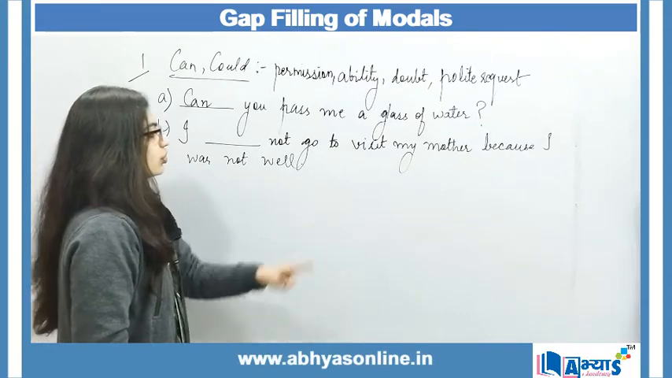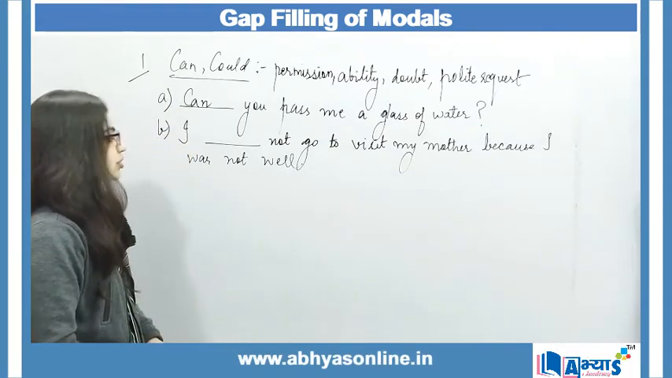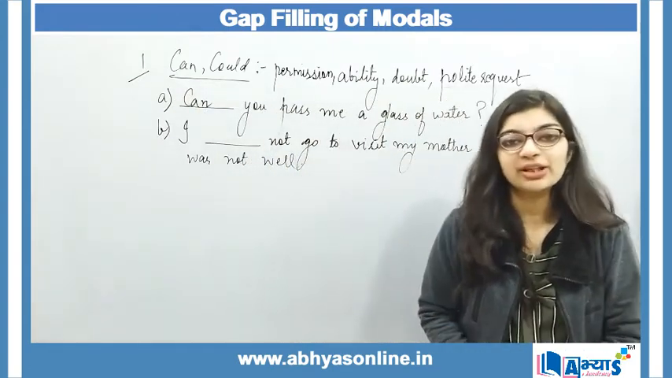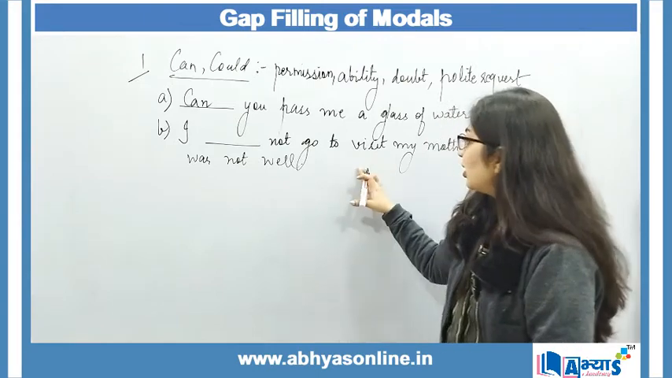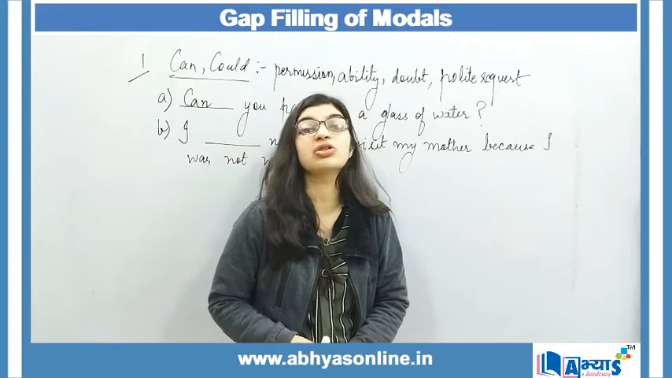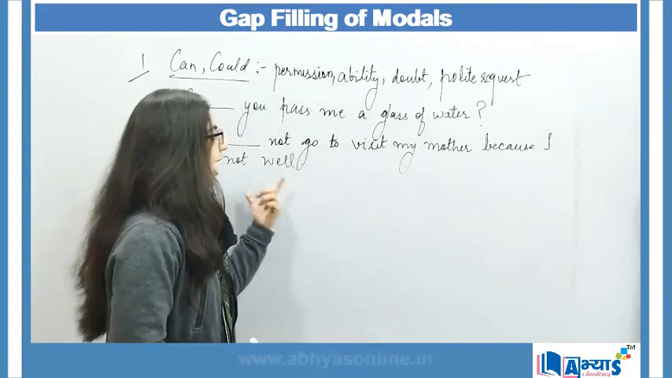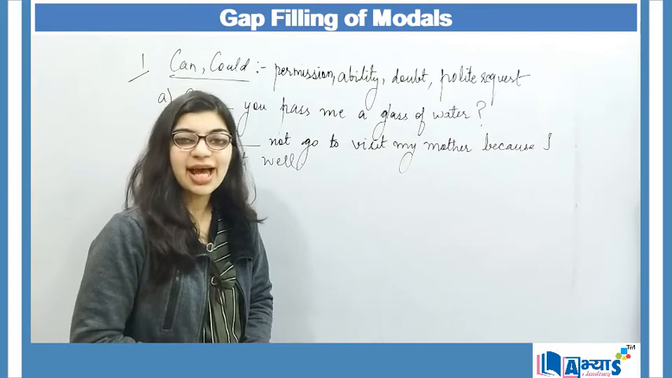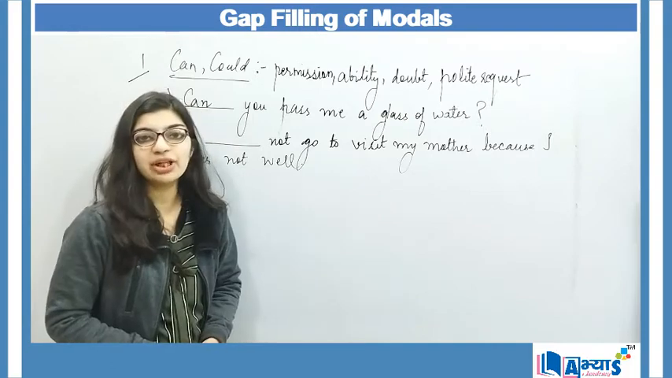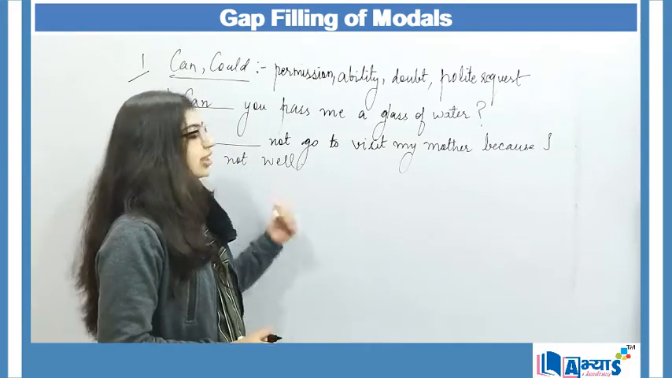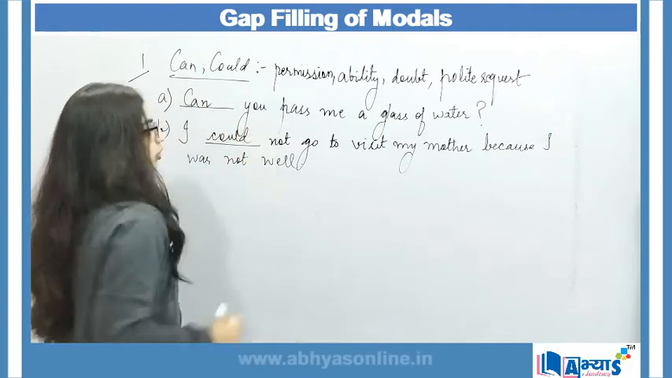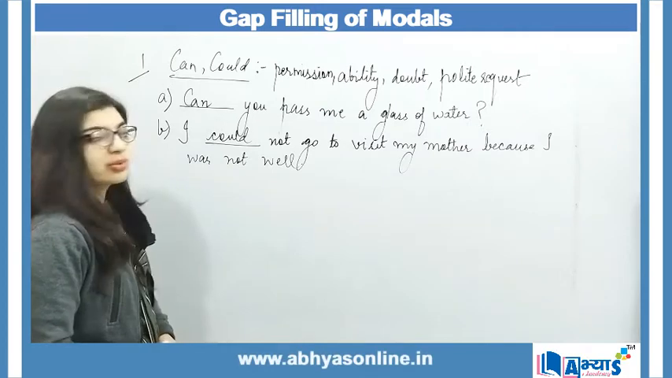I dash not go to visit my mother because I was not well. Here, out of can or could, I will make use of could because here the time is already over. I had to visit my mother but I was not able to. So here can is not used for past tense, can is only used for present or future as well. But when we have to describe something of past, instead of using can, we will make use of could. So I could not go to visit my mother because I was not well.